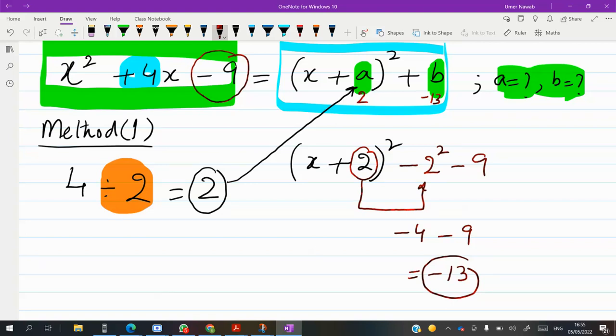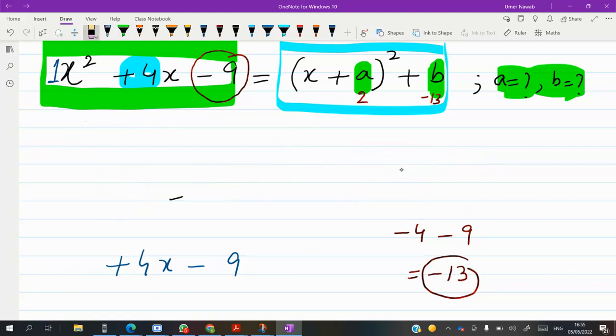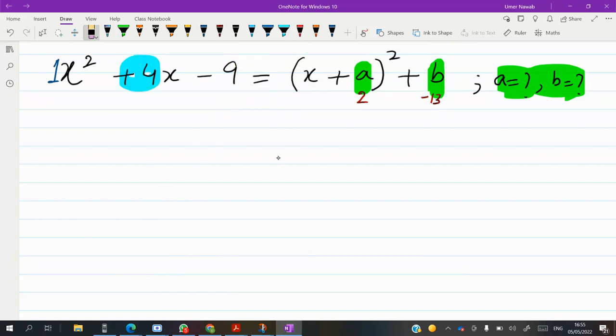This is a very quick method to get the answers, but sometimes the problem happens if the examiner has given a coefficient of x squared, like 3x squared plus 4x minus 9. Since the coefficient of x squared is not 1, you cannot apply this technique. It applies only when the coefficient of x squared is 1. However, the method which I am going to explain now applies in any situation. Now, let us do this question again.